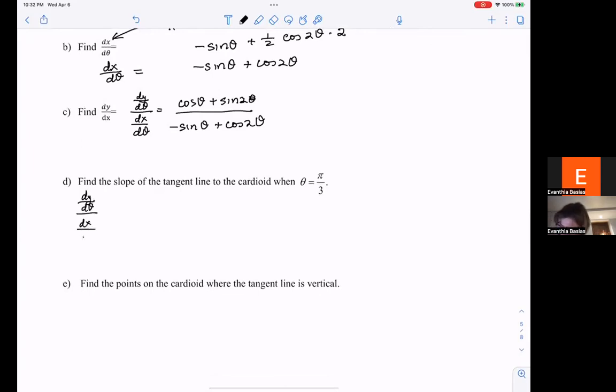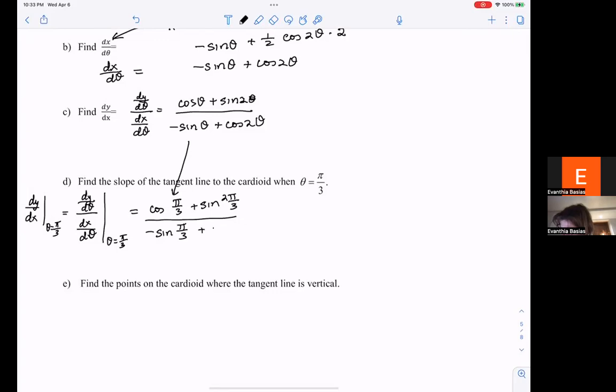And believe it or not, we're really finding what the slope would be on the rectangular coordinate plane. It's really strange. We're doing a lot of conversions. So we substitute this in here, and we get cosine pi over 3 plus sine 2 pi over 3 divided by negative sine pi over 3 plus cosine 2 pi over 3.